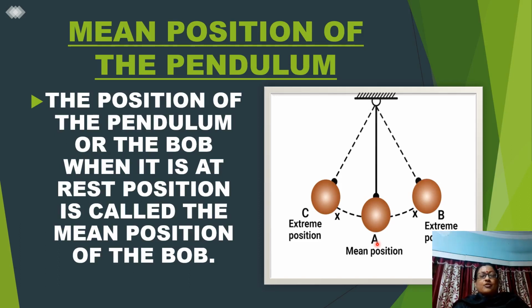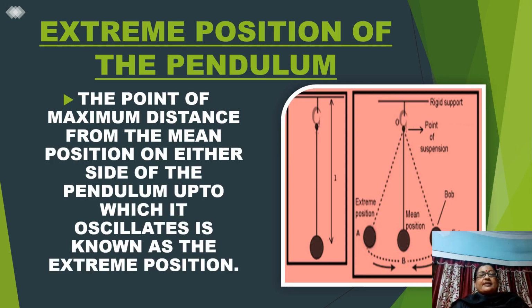Okay, now let's go on to the next slide, children. The next slide says, what is the extreme position of the pendulum? Again, as I said, we have three positions that I have denoted for the pendulum in this diagram. It is known as the mean position, extreme position, and the other one again for the extreme position.